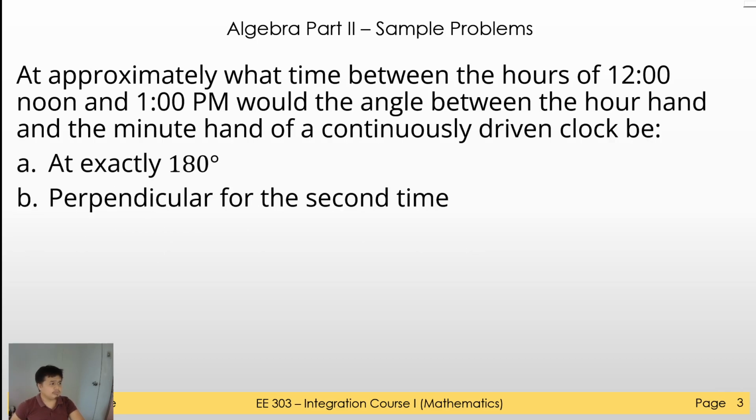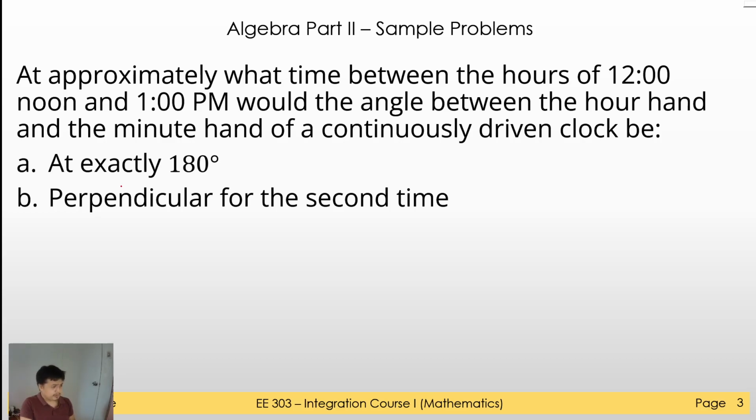Okay, so the first problem here. At approximately what time between the hours of 12 o'clock or 12 noon and 1 p.m. would the angle between the hour hand and the minute hand of a continuously driven clock be at exactly 180 degrees, perpendicular, for the second time?